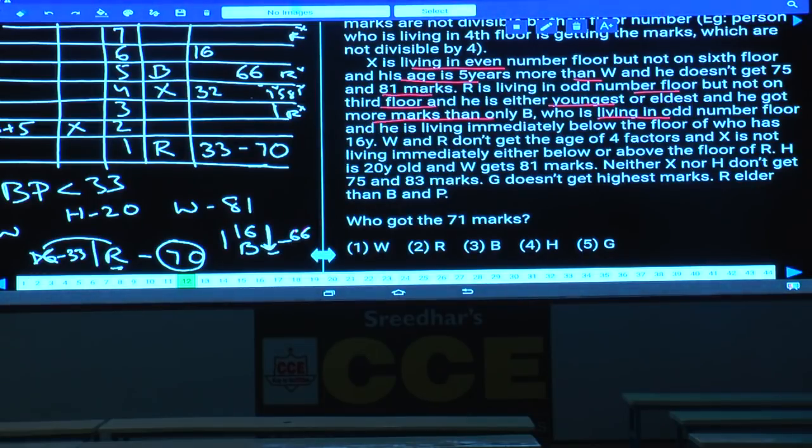Now 16 completed, 32 completed, then what is left over here? 20 is left over. And this 20-year-old must be here. And who is the 20-year-old? H is the 20-year-old, isn't it? Now 16 and B were completed, and W is 81. What is W here? W got 81 marks. Then as W got 81, W cannot be on the 3rd floor, isn't it? Then what should be the position of this W? W must be on the 7th floor.